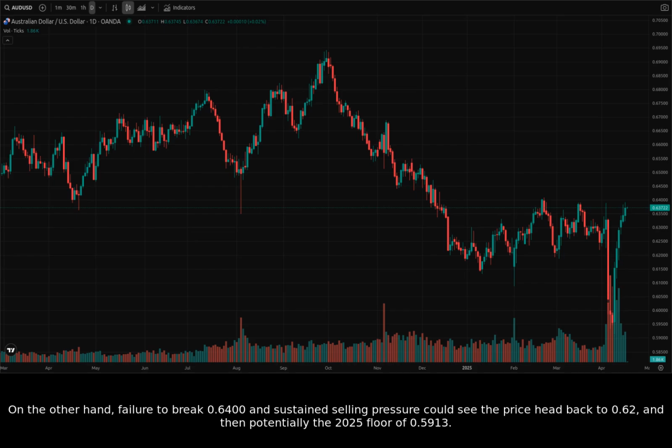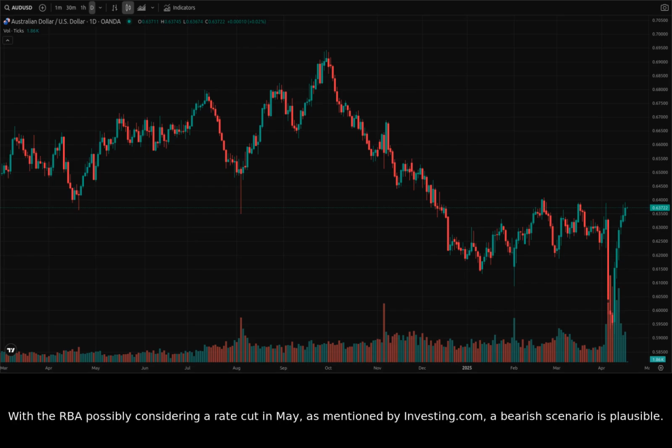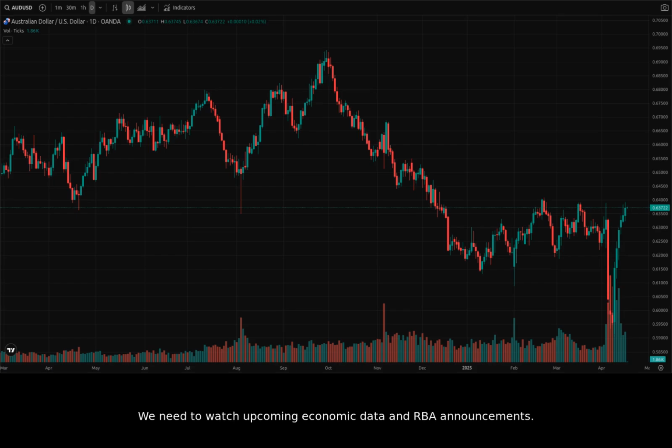On the other hand, failure to break 0.6400 and sustained selling pressure could see the price head back to 0.62 and then potentially the 2025 floor of 0.5913. With the RBA possibly considering a rate cut in May, as mentioned by investing.com, a bearish scenario is plausible. However, the hawkish stance mentioned in the FX Street report suggests this may be less likely than anticipated. We need to watch upcoming economic data and RBA announcements.